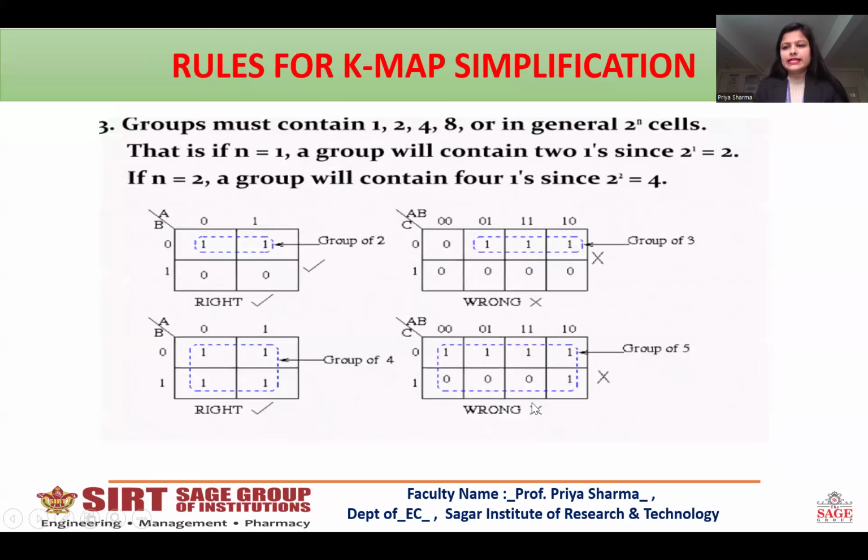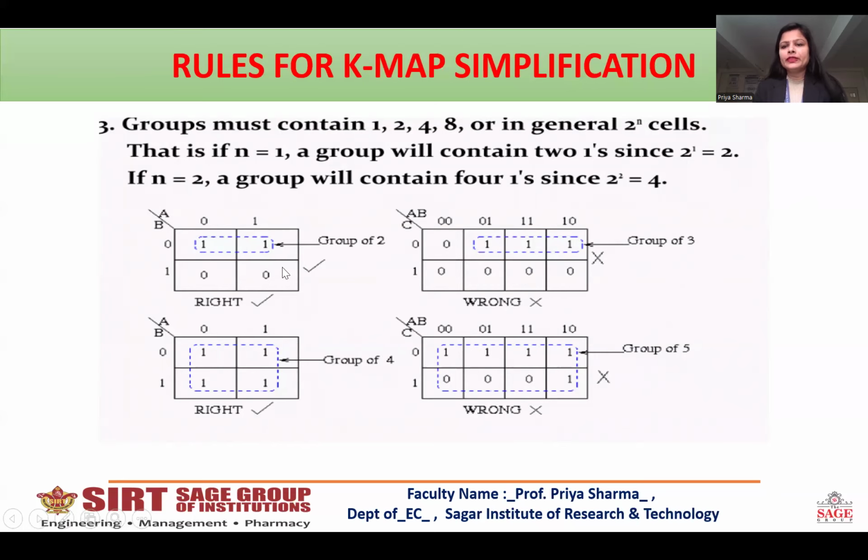The third rule states that group must contain 1, 2, 4, 8, or in general 2 to the power n cells. That is 2 to the power 0 is 1, 2 to the power 1 is 2, 2 to the power 2 is 4, and 2 to the power 3 is 8, and so on. So groupings are according to the powers of 2 only. That is, if n equals 1, a group will contain 2 ones, since 2 to the power 1 is equal to 2. If n equals 2, a group will contain 4 ones, since 2 to the power 2 is equal to 4.